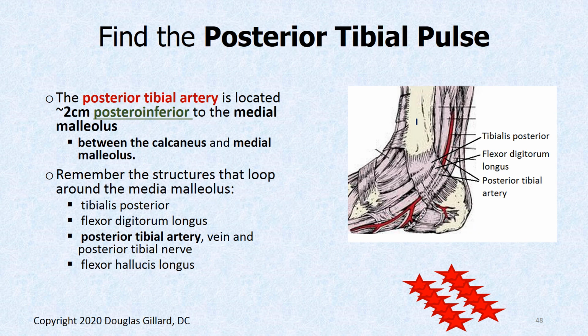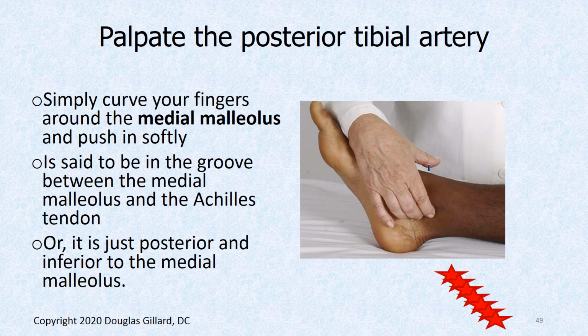Posterior tibial pulse. Remember, it's on the medial side. Don't try to find it on the lateral side of the ankle. It's between the medial malleolus and the calcaneus, and you put two fingers in here, and you've got a pretty good chance of finding that one. That's not too much trouble.